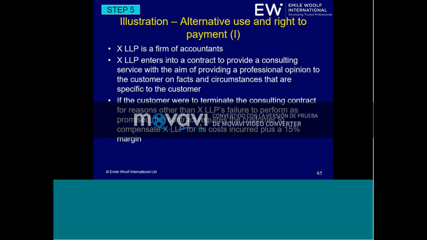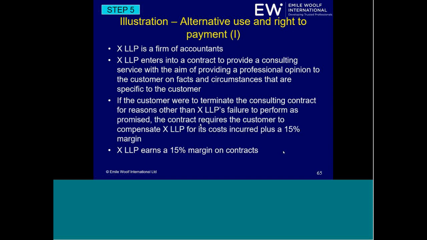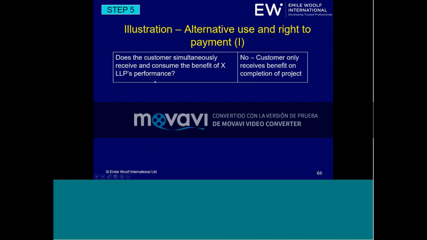So, does the customer simultaneously receive and consume the benefit? Well, the benefit of this report is only apparent when the customer receives a completed report. So there is no continuous consumption, and no asset created that is controlled by the customer. Apparently, no.